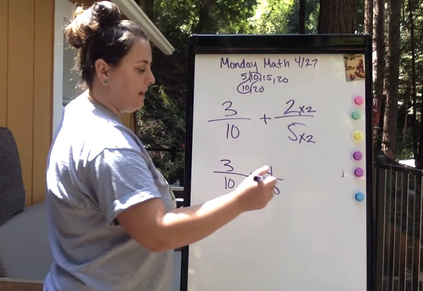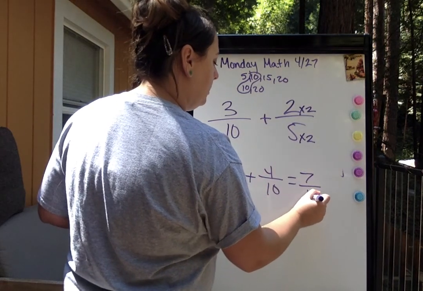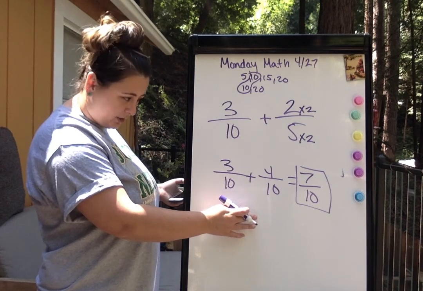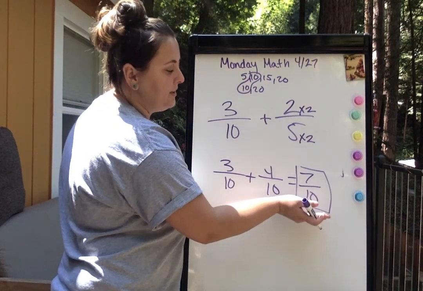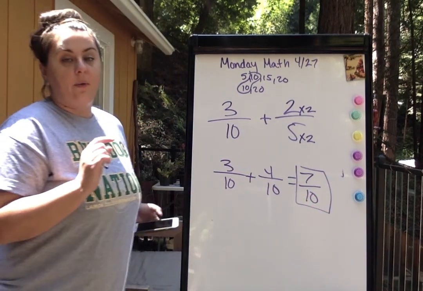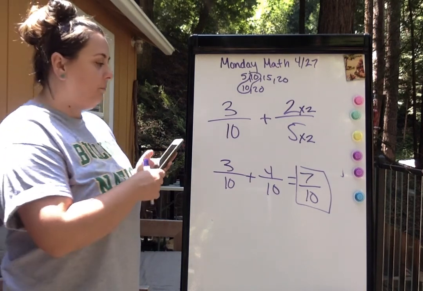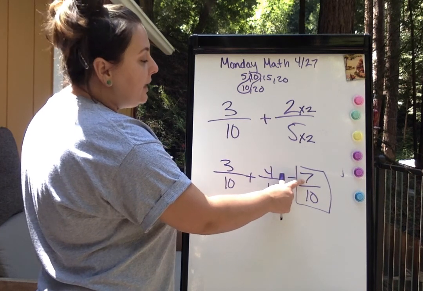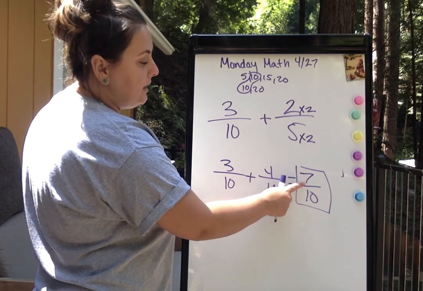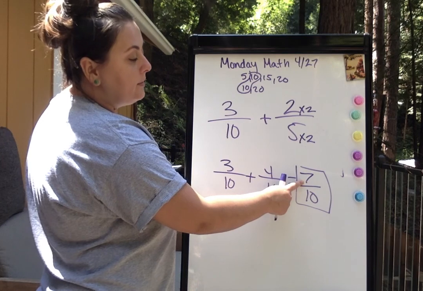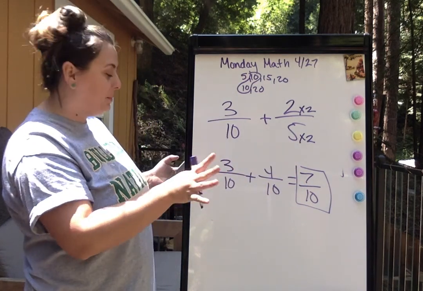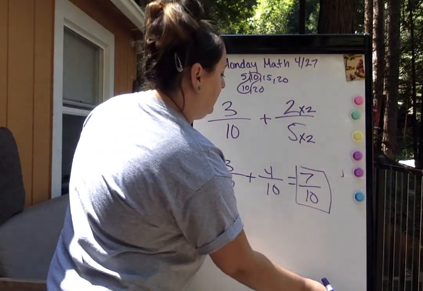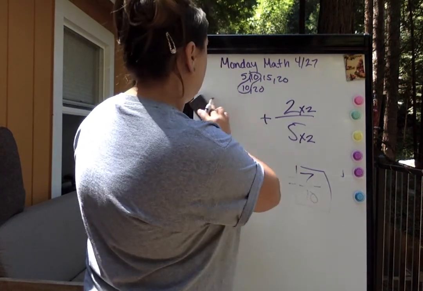4, 5, 6, 7. Remember, you do not add the bottom in addition and subtraction of fractions. Your denominator just carries across. Now, think about reducing it. I know that 2 goes into 10, but 2 doesn't go into 7. 3 doesn't go into 7 or 10, and this doesn't end in a 5 or a 0. So I know that that's going to be the simplest form. Okay, next.